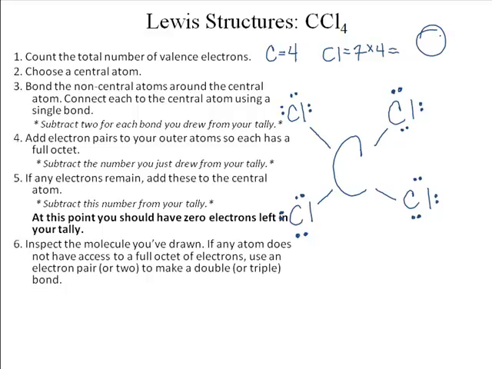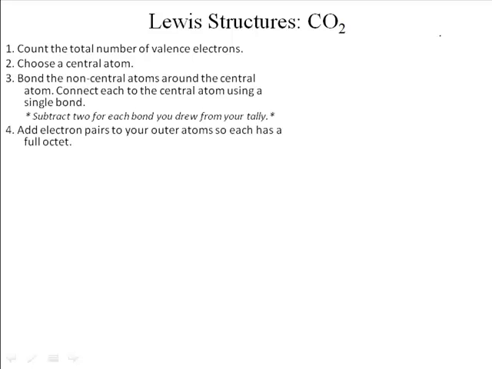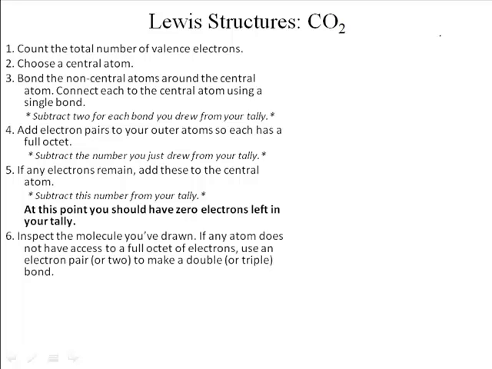Let's try another example. Let's do the Lewis structure for carbon dioxide. I promise this one will require some double and triple bonds. So the steps are going to remain the same. Count your total number of valence electrons, choose a central atom, and so on. If you want, pause the video at this point and practice doing this Lewis structure.